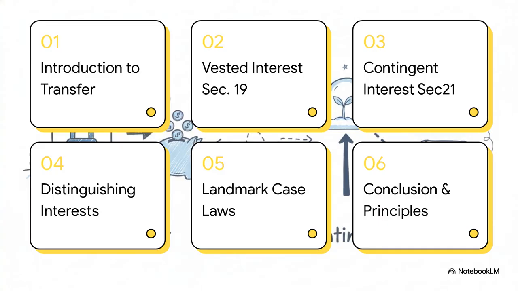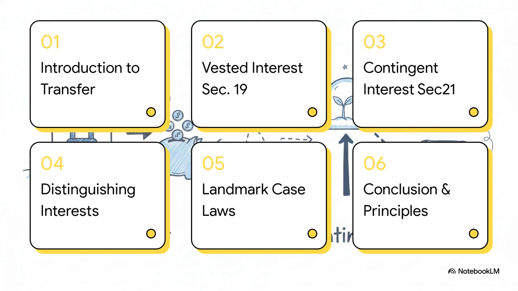Here's exactly what we're covering today. 1. Introduction to Property Transfer. 2. Vested Interests, Section 19. 3. Contingent Interests, Section 21. 4. Distinguishing Vested and Contingent. 5. Landmark Case Law Breakdown. And 6. Conclusion and Key Principles. Now, map this exact synopsis out on the very first page of your blue books before writing a single paragraph. Doing this will immediately secure the evaluator's approval because it shows a highly organized, disciplined legal mind.